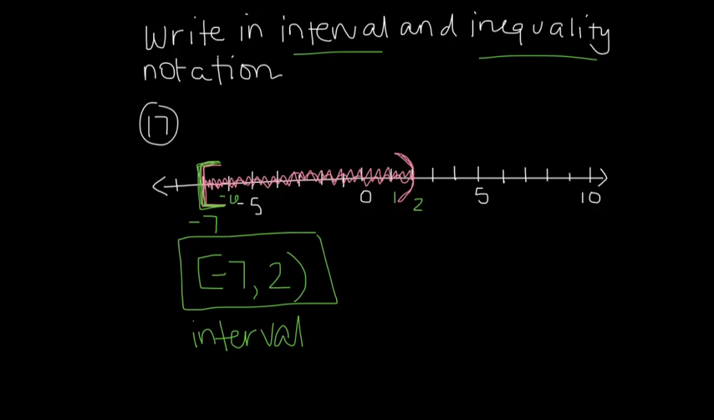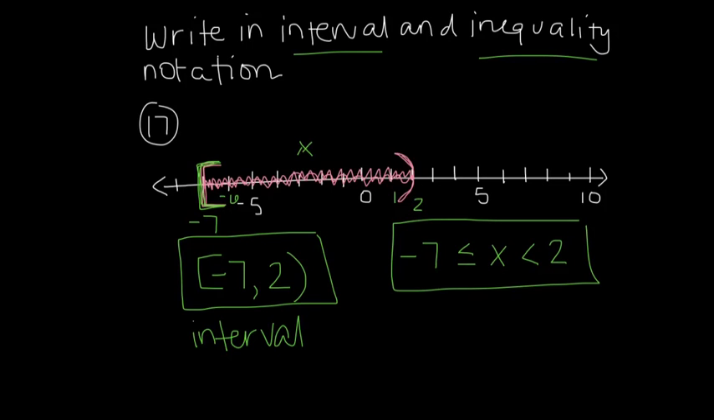Inequality notation just means that I want to indicate that x could be anything that's covered or anything that's shaded. So I would say that -7 is less than or equal to x, which is less than +2. X is any number between those two values, so I put x between it in this particular inequality.